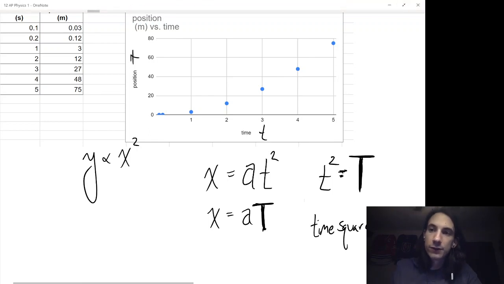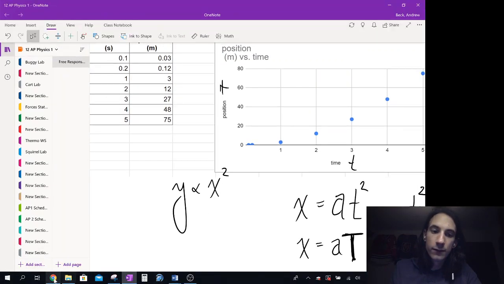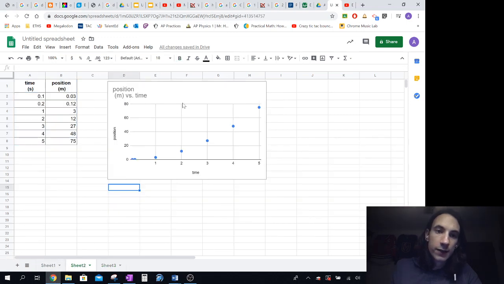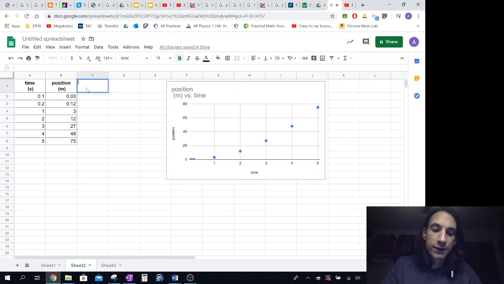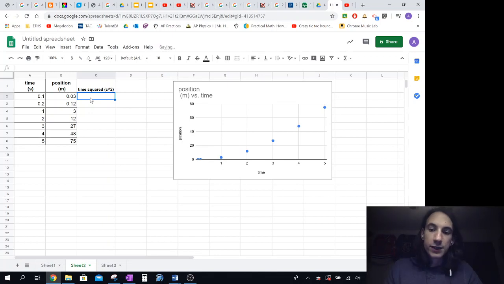So let's go back to Google Sheets, come over here, and say, well, before we had position and time, now I want position and time squared. So instead of graphing time, I graph time squared, in seconds squared. And again, I can do what I did before, where instead of doing each calculation, I can say this is equal to time times time. So that will calculate time squared for me. Pull that down, then we're good to go.